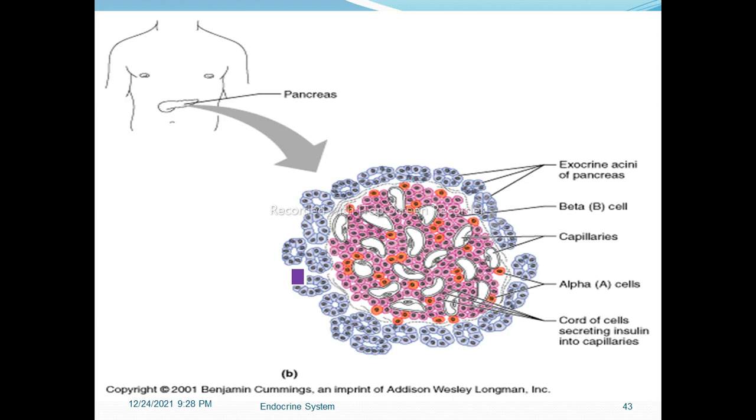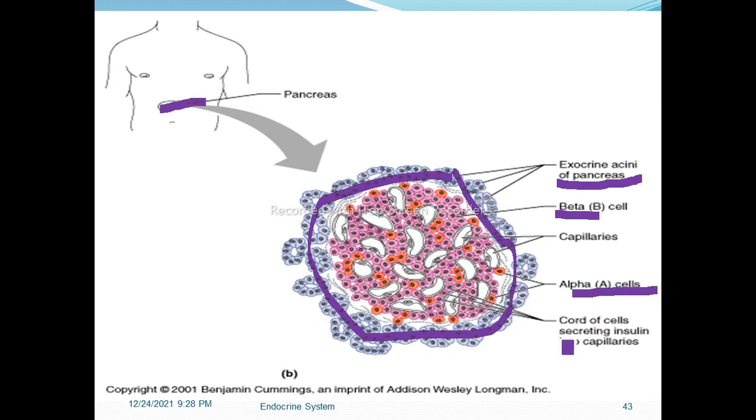So let me show you. This is the pancreas, which is found under the stomach. All of these outer cell types are known as the exocrine acini of the pancreas, whereas the inner part is known as the islets of Langerhans. These dark cells are known as beta cells. This area with a pink appearance is known as alpha cells.